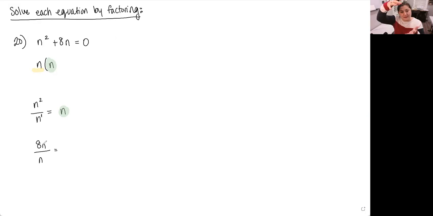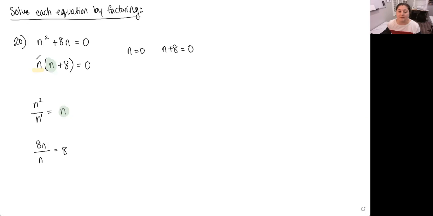When I have the same thing on the top and on the bottom, I can just cancel it out, so I'm just going to have 8. This 8 goes up top here, and now I have fully factored this equation. But they're not saying just factor it, they're saying solve it. Normally when you have an equal sign, you need to say n equals something, or x equals something, whatever the variable is. So we take n and set it equal to 0, and we take n plus 8 and also set it to 0.